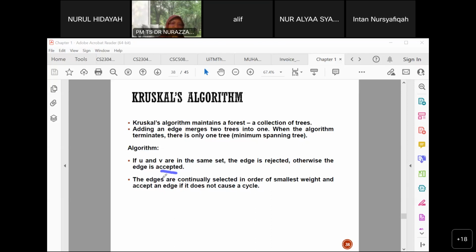Okay. So the edges are continually selected in order of smallest weight and accept the edge if it does not cause a cycle. Okay. That means dia tak akan cause a loop cycle semula. So kalau dia smallest weight dan dia unique, tak ada lagi edge yang menghubungkan U dan V. Okay, so kita just accept that edge. Okay, and it does not cause a cycle. So let's see.